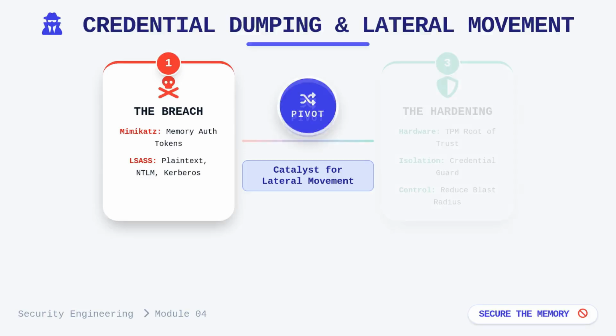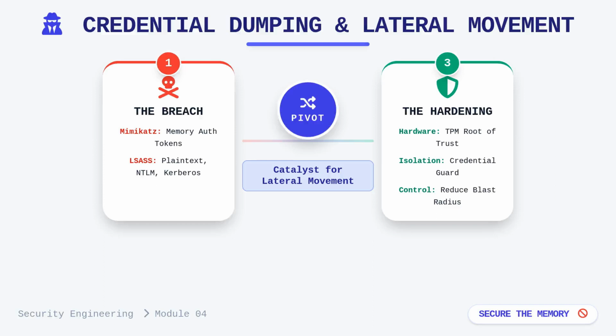Protecting against this requires more than just perimeter firewalls. It demands hardware-based root of trust, like trusted platform modules and features such as Credential Guard in Windows.